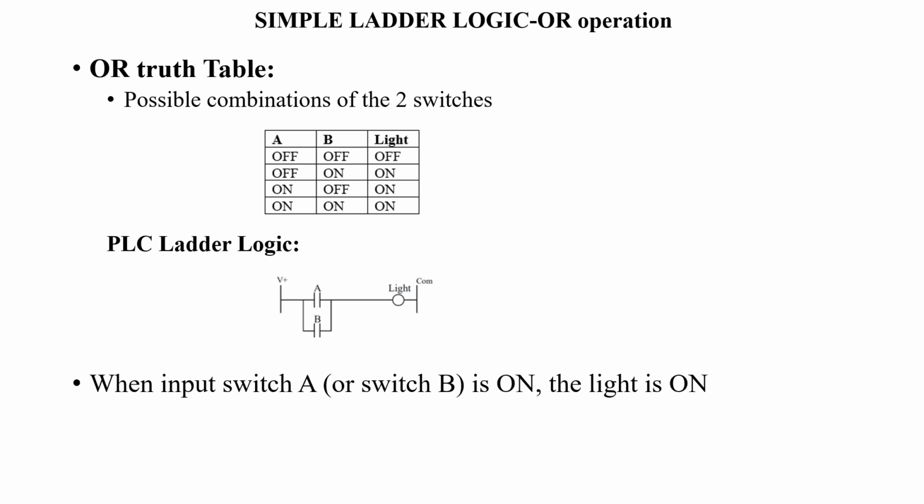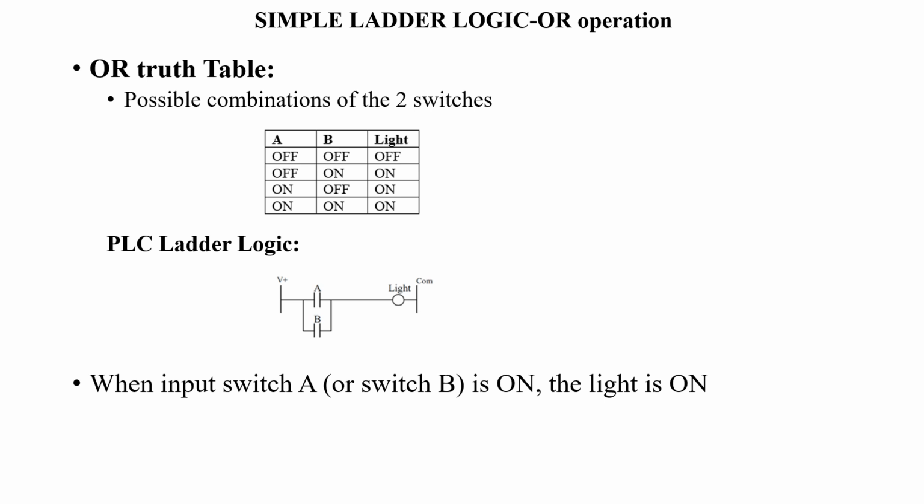For the simple ladder logic OR operation, let us first see the truth table behind it. We have two inputs and one output. Let us define the two inputs as A and B and the output as light. Off is represented as 0. When A is 0 and B is 0, the output is also 0. When A is 0 and B is 1, the output is 1. For 1 0, the output is 1, and for the last condition 1 1, the output is 1.